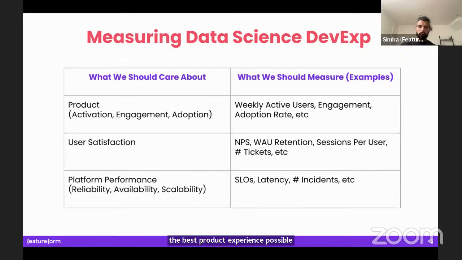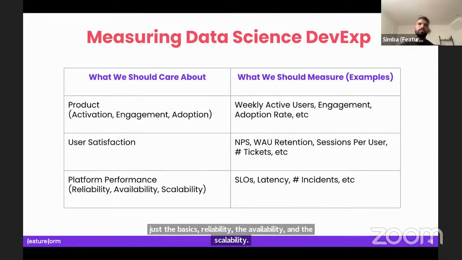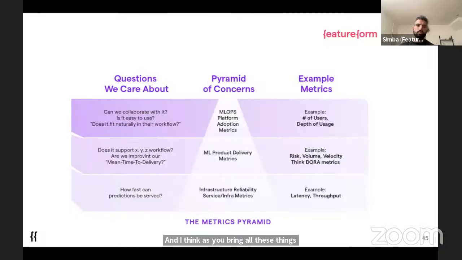So we should be thinking about things from the product perspective, the satisfaction perspective, and then just the basics: the reliability, the availability, and the scalability. And I think as you bring all these things together, you can start to really break down where your pain points are. Maybe people love to use your product, but your platform always goes down. Then you can focus on those metrics.